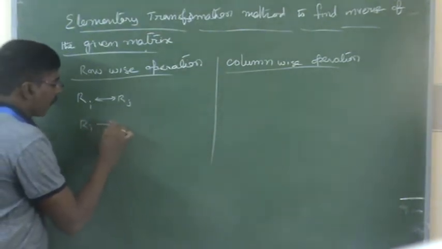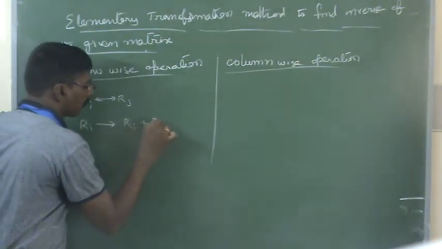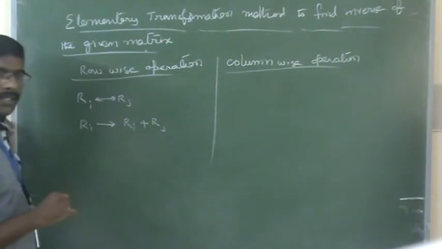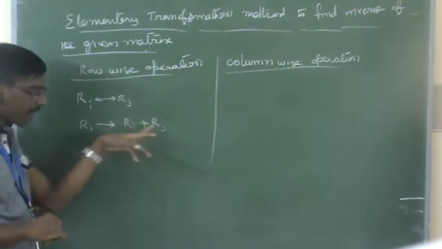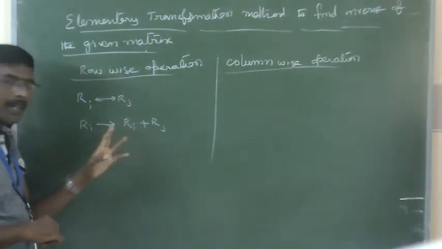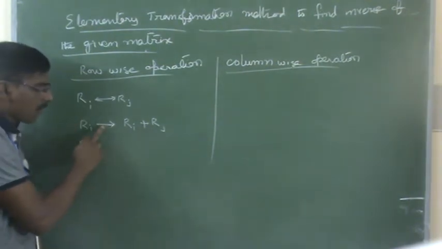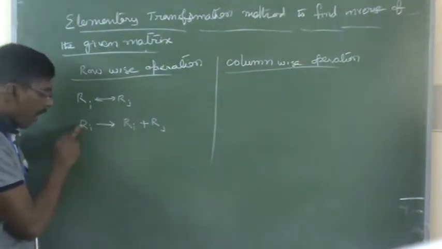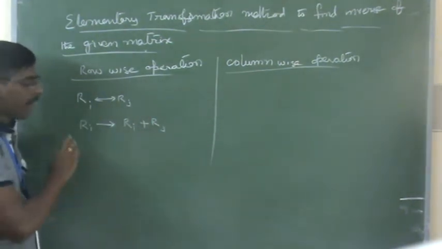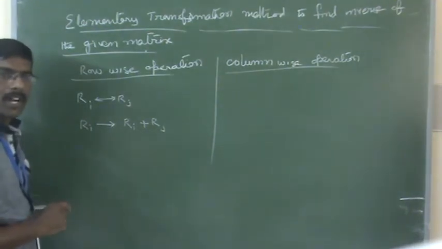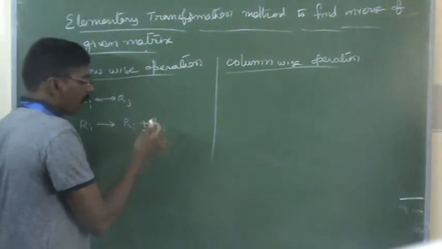Ri tends to Ri plus Rj. It exists in the case of elementary transformation. So the I, J places we can take 1, 2, 3 as variables. Suppose R1 tends to R1 plus R2, R2 tends to R2 plus R3 or R1, whatever you can take. These all exist in elementary transformation. You can use a plus symbol or minus symbol, no problem.